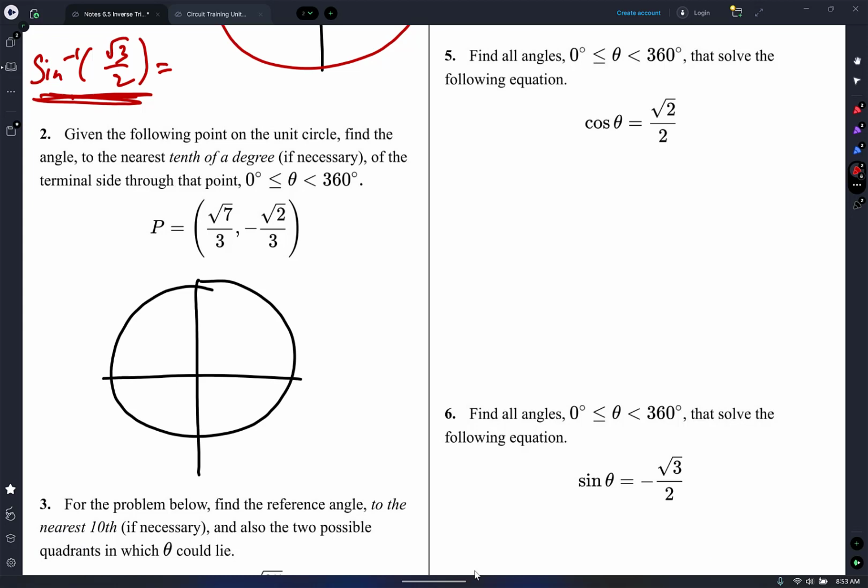What quadrant is that in? Quadrant 1, 2, 3, or 4? 4. I'm just going to put a point anywhere. It doesn't have to be perfect. Here is that terminal ray. The actual angle that they want is this one. They want that one.